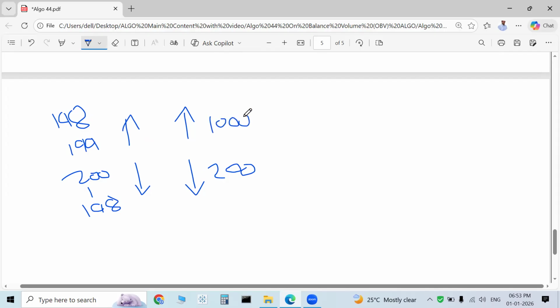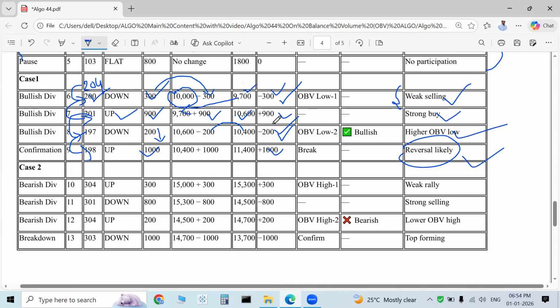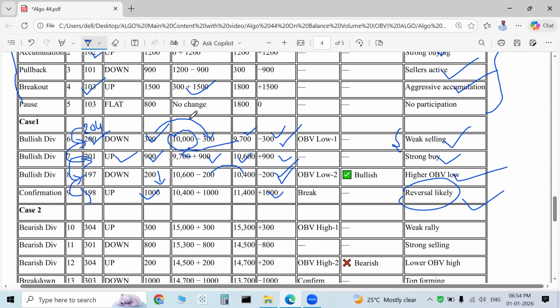That means you can understand that when the price is falling, the volume becomes low. When the price is rising, the volume becomes very high. That means there are smart people who are accumulating at the lower price. Okay, now this is basically called a bullish divergence.